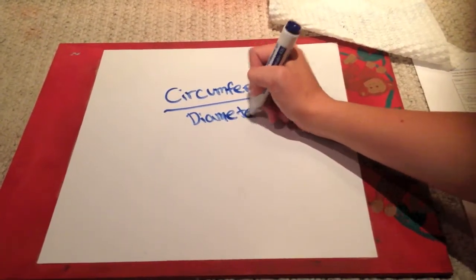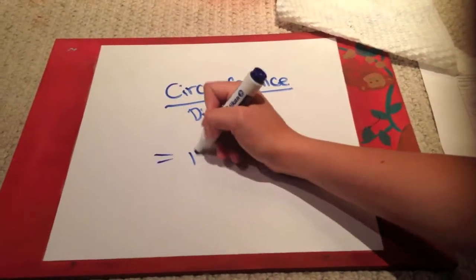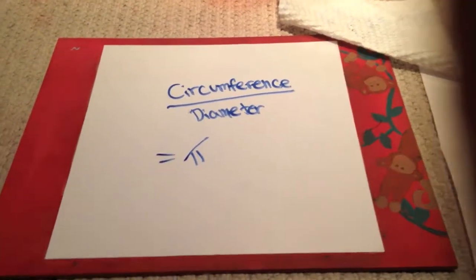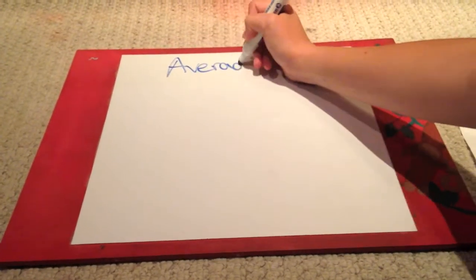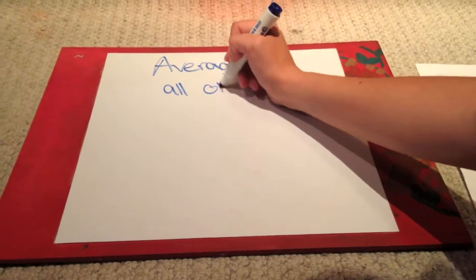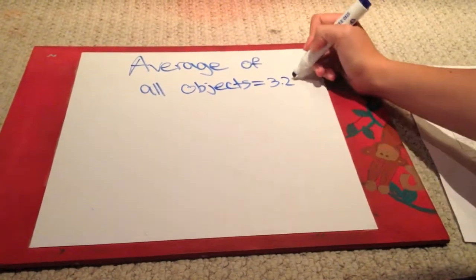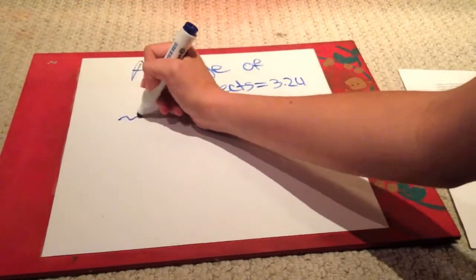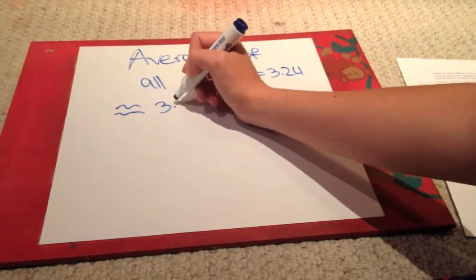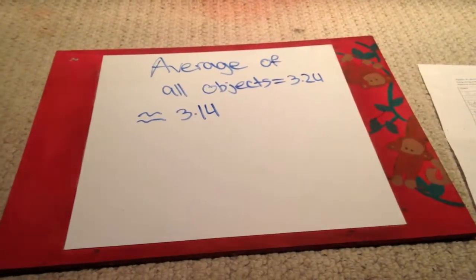The formula to get the averages later is going to be circumference over diameter, which is supposed to equal pi. The average of all our objects was 3.24 centimeters, which roughly equals 3.14, which is pi.